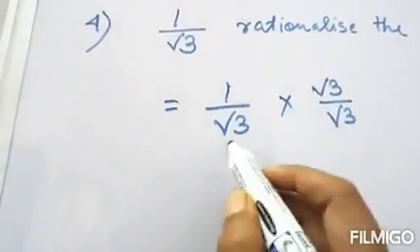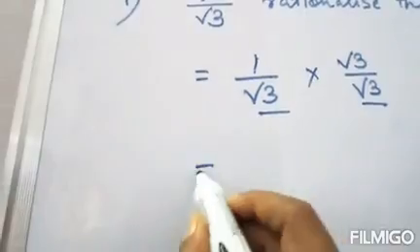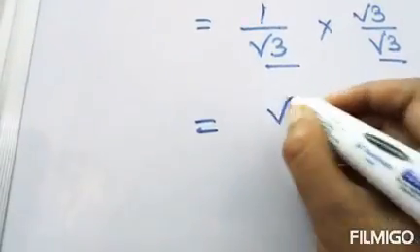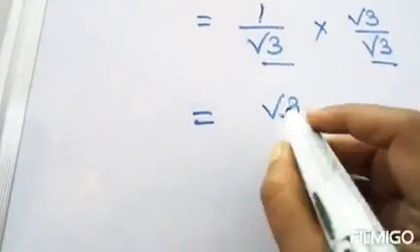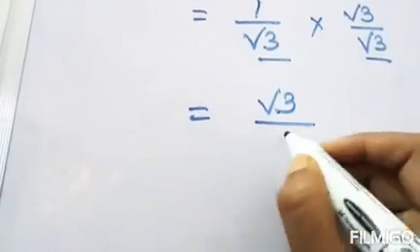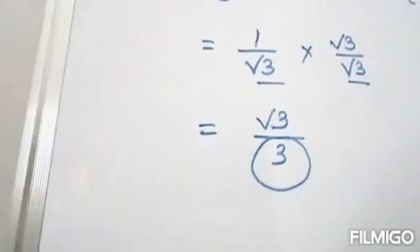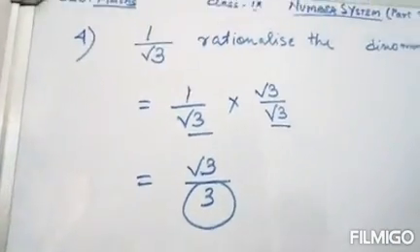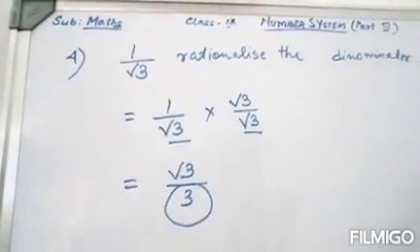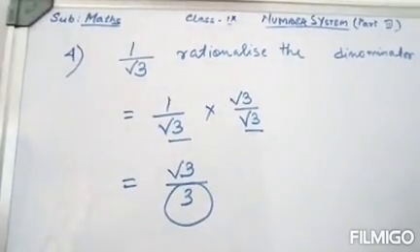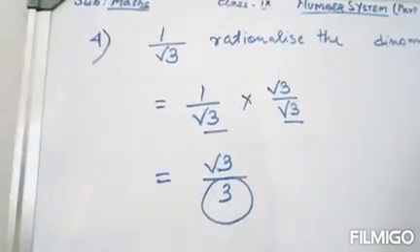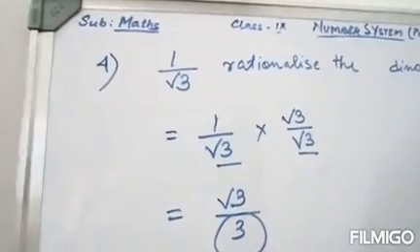Now root 3 into root 3 becomes what? 3. And 1 into root 3 will be root 3. So root 3 by 3. See, I have changed one irrational number to a rational number. This is known as rationalizing the denominator. So now next, take a little harder problem.